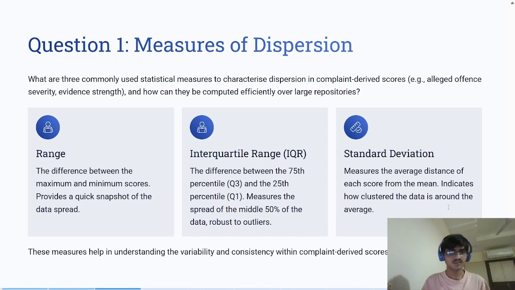The range is the difference between the maximum and minimum scores, and provides a quick snapshot of the data spread. The difference between the 75th percentile and 25th percentile is the interquartile range. It measures the spread of the middle 50% of the data and is robust to outliers. And lastly, the standard deviation measures the average distance of each score from the mean, and indicates how clustered the data is around the average. These measures help in understanding the variability and consistency within complaint-derived scores.